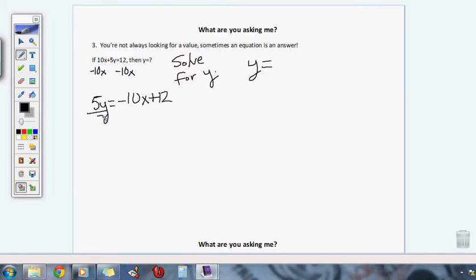So to get the 5 by itself, we divide all parts by 5. And now we have y equal to negative 2x when we cancel. And then we have plus 12 fifths. Now we got to be very careful here. We did all this work, we got y by itself, but you know, some of the answers sometimes will look different.